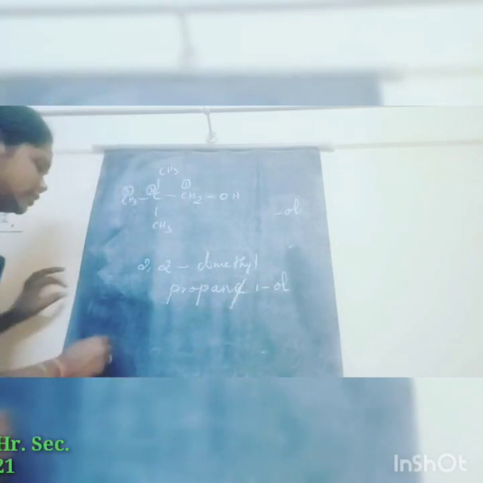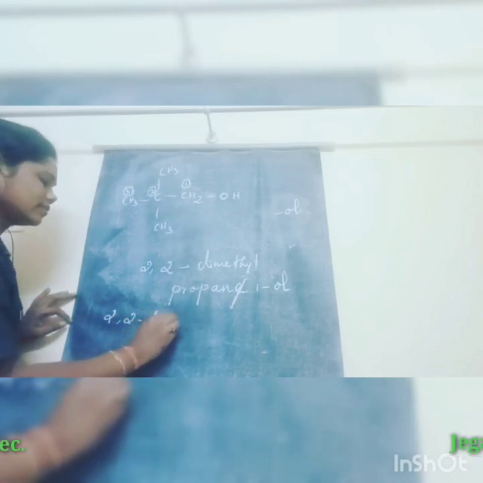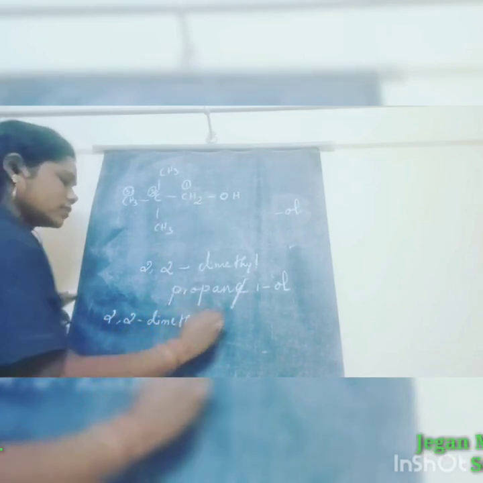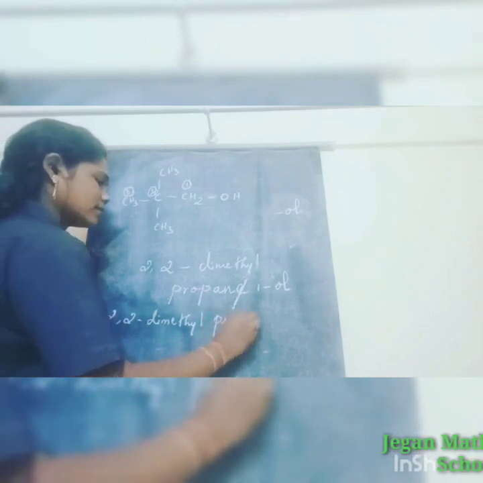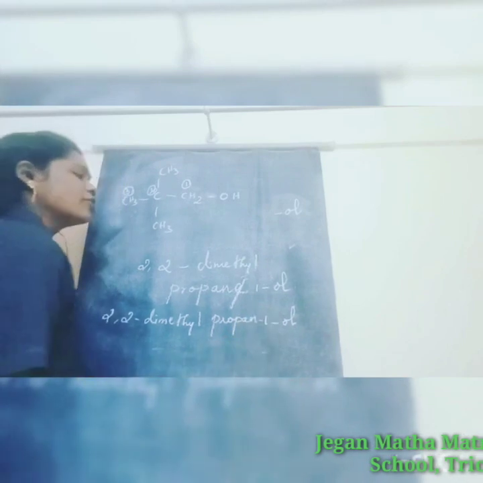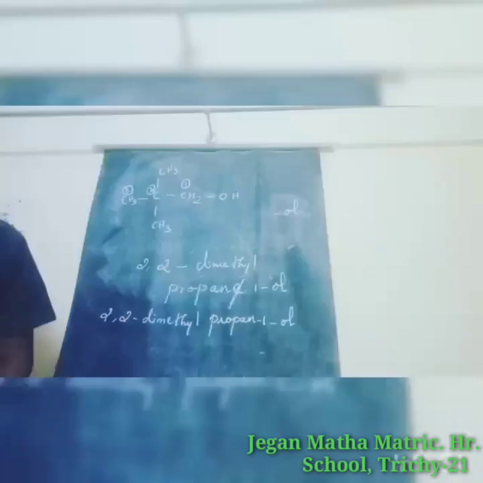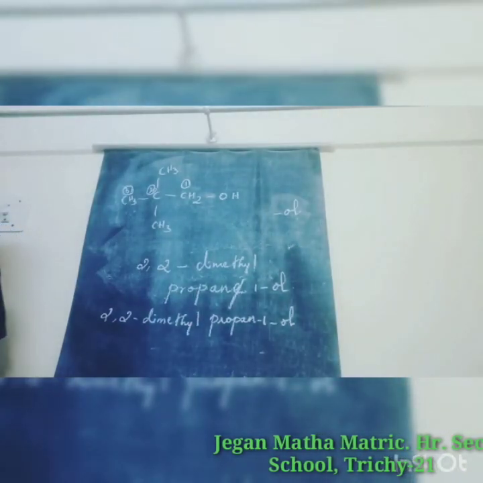So how to write this one? 2,2-dimethylpropan-1-ol. So this is the IUPAC name for neopentyl alcohol. Okay, and the next example is isobutyl alcohol.